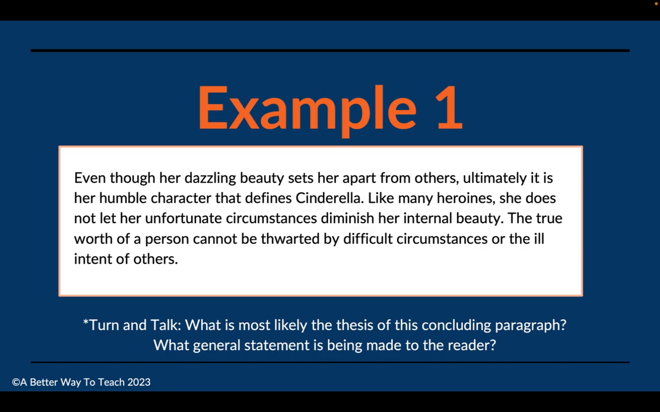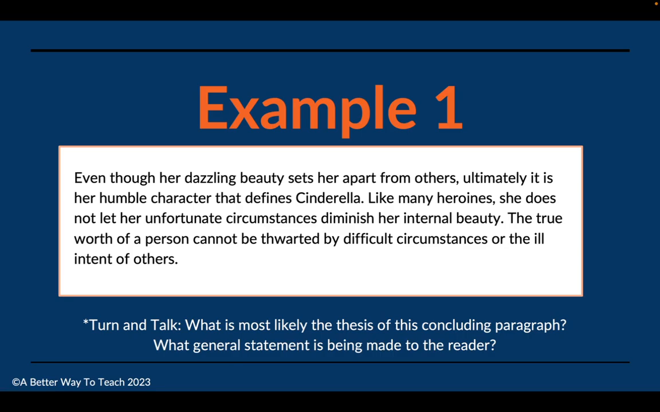So hopefully you can see here how this writer has taken the concept, how her beauty sets her apart from others, sure, but it's her humble character that defines her. Most likely, the body paragraph before this concluding paragraph was about her humble character. Maybe they spent a little bit of time on her beauty, but they are probably transitioning from her humble character and how that was really so important. And then this goes into some analysis here that, like many heroines, she doesn't let her unfortunate circumstances diminish her internal beauty. So you see how this is making it a little more broad.